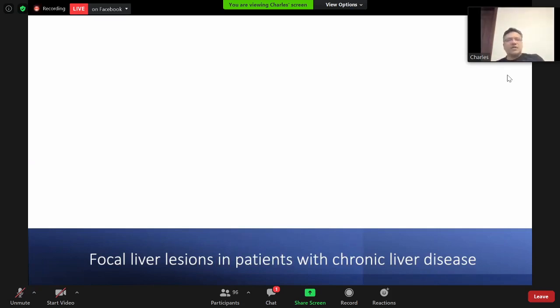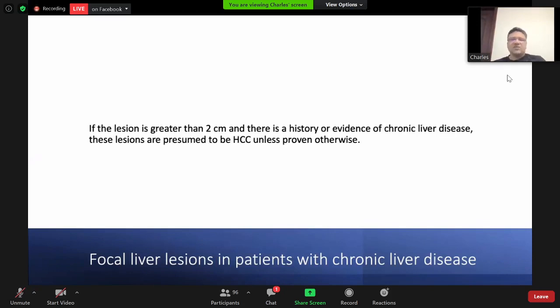So coming to focal lesions in patients with underlying chronic liver disease, whenever you see a lesion that is more than 2 centimeters in a patient with underlying chronic liver disease, always think of hepatocellular carcinoma unless otherwise proved. That's a dictum you should always remember in your practice. If you get a CT report of a large lesion, 3 centimeters, as dysplastic nodule, always follow it up with repeat imaging to rule out a hepatocellular carcinoma. Lesions more than 2 centimeters are always HCC unless otherwise proved.